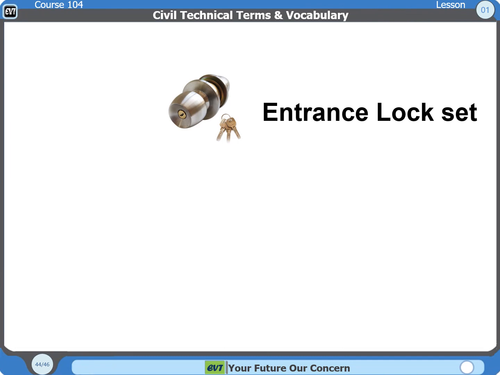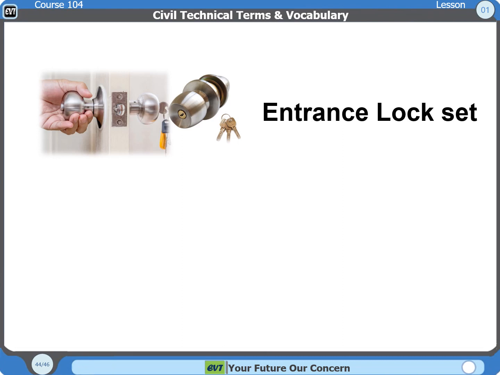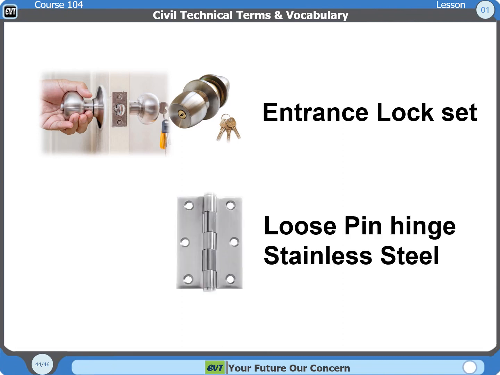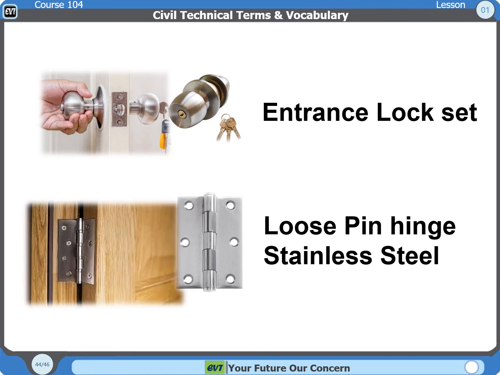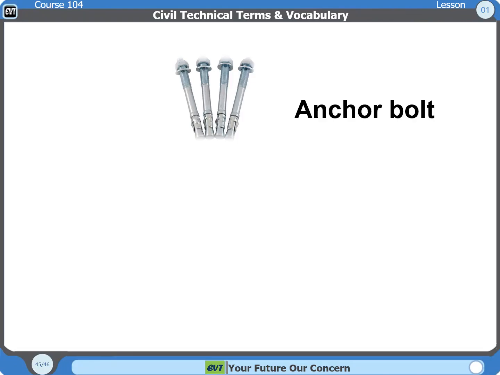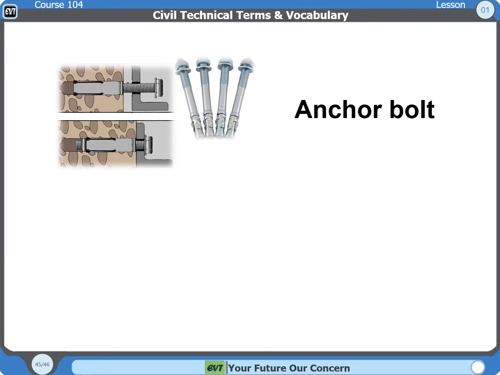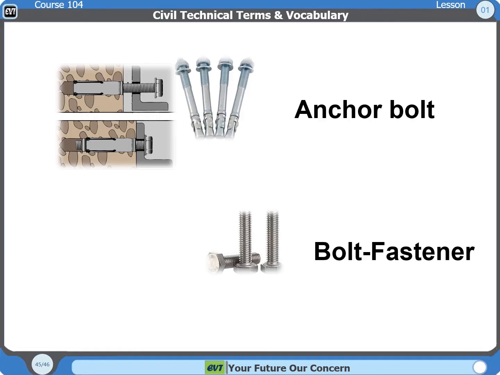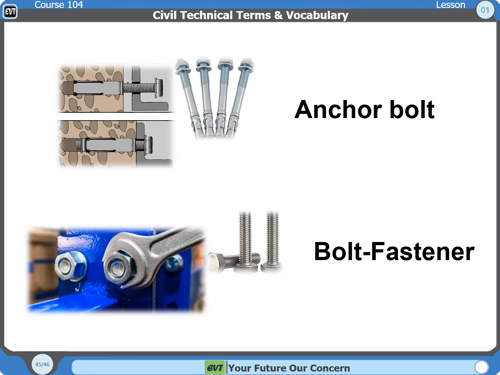We have entrance lock set. Entrance lock set used at entrances to building or other space. We have low span hinge. Low span hinge for fixing the door to the frame to make it open and close. We have anchor bolts. Anchor bolts used to connect elements to concrete. We have bolt fastener. Bolt fastener type of fastener for assembling two components.